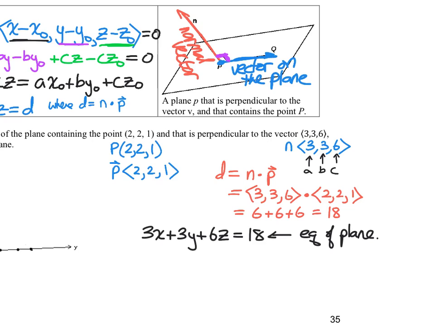So the x intercept, you get that by letting y and z equal 0. 3x plus 3 times 0 plus 6 times 0 is equal to 18. You wouldn't have to show that work. You could just write 3x is equal to 18, getting x equal to 6.